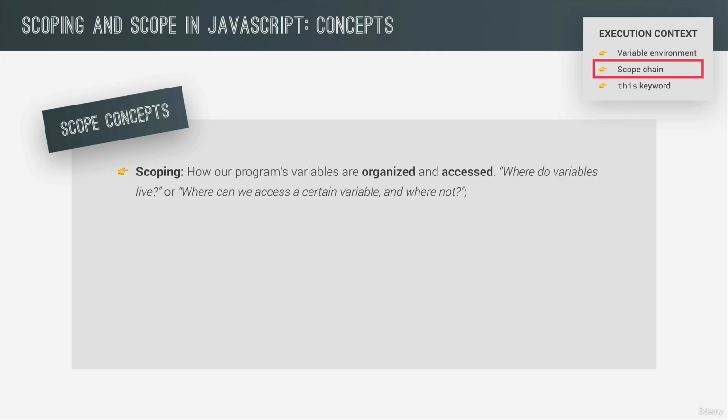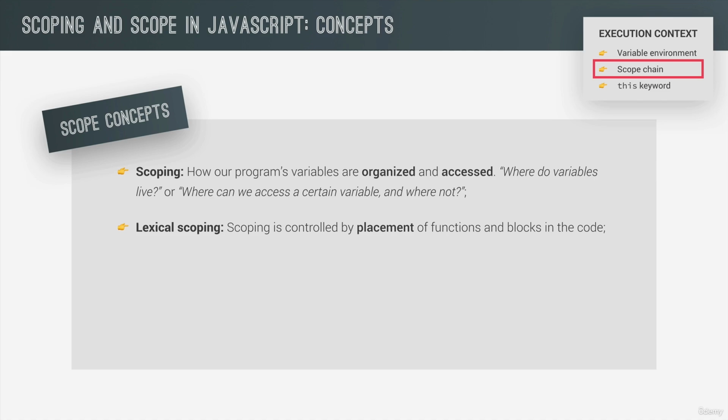Now, in JavaScript, we have something called lexical scoping. Lexical scoping means that the way variables are organized and accessed is entirely controlled by the placement of functions and of blocks in the program's code. For example, a function that is written inside another function has access to the variables of the parent function. Okay? So again, variable scoping is influenced by where exactly we write our functions and code blocks.